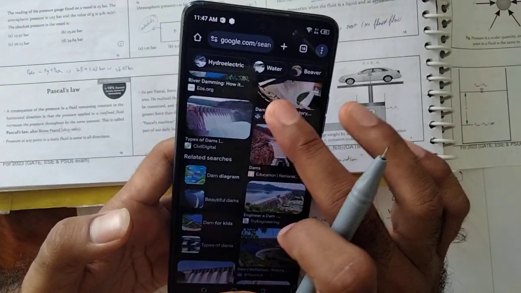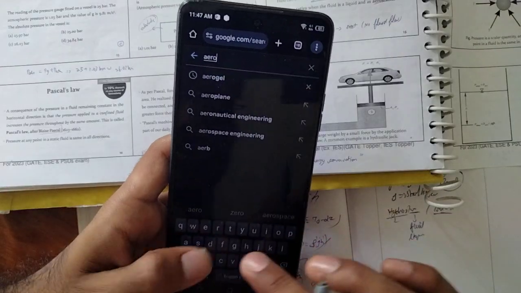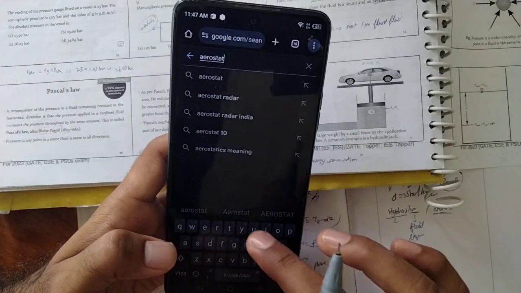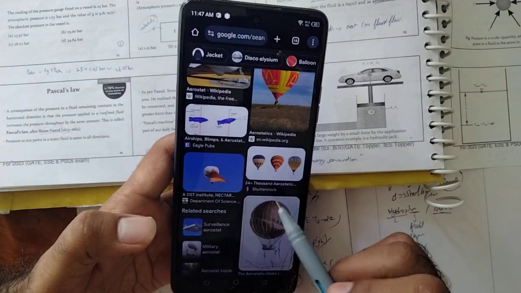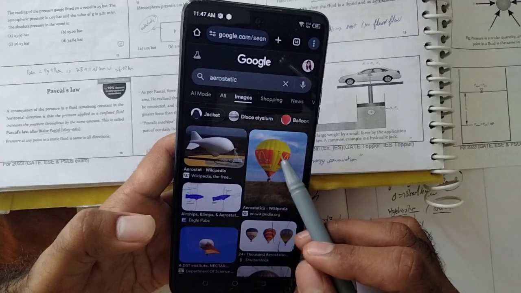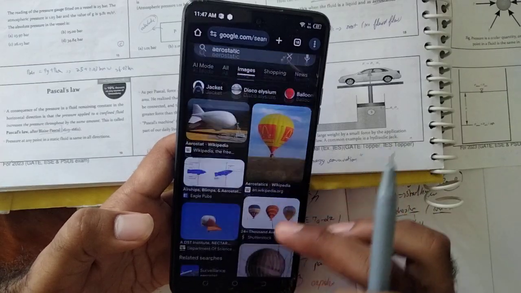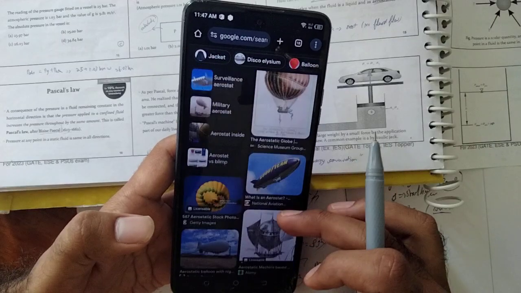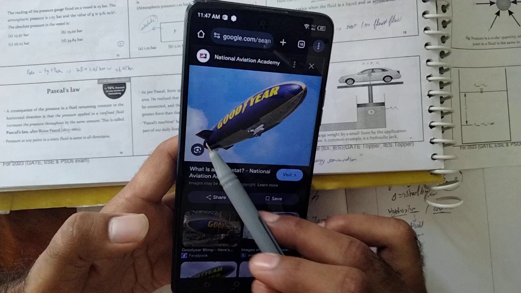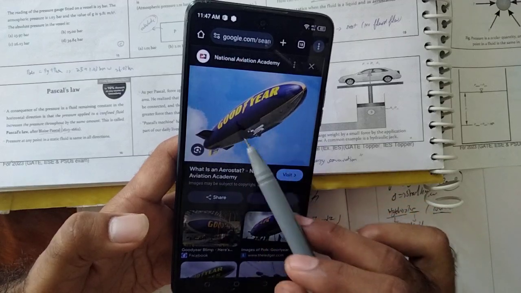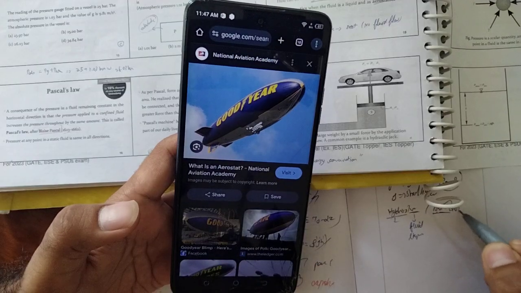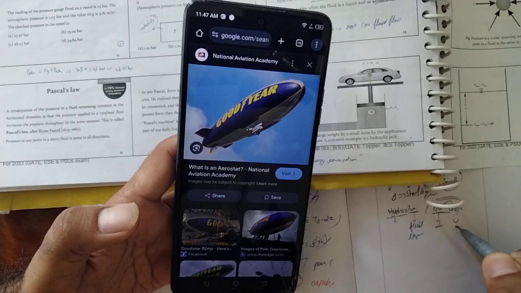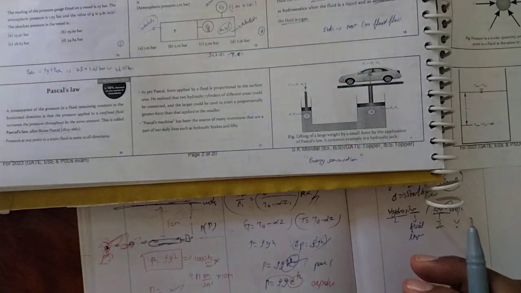Aerostatic means the air is at rest. It means the entire air which is filled inside remains in a stable static condition. Mostly it is not moving, that's why it is called aerostatic. You can see this entire balloon, the air is filled inside, and the air is not moving in a particular direction. Aero means air, and static means the air remains in the static condition. Okay, these are the two basic things you have to remember.